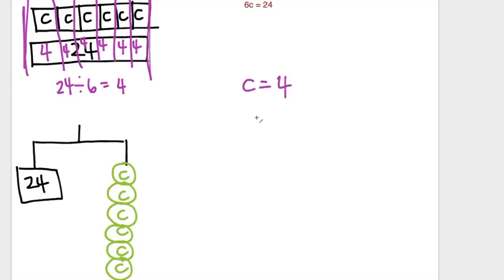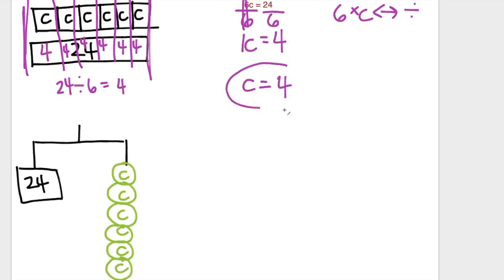The way you would solve this algebraically, so without this tape diagram, is that you would see that 6 is being multiplied by c. So the opposite would be to divide. Multiplication and division are inverse operations. So remember, you're trying to get c by itself, so you're going to take both sides and divide by 6. 6 divided by 6 cancels out to become 1. So 1c is left over on the left-hand side. 24 divided by 6 is 4. So 1c is equal to 4, or just c equals 4.